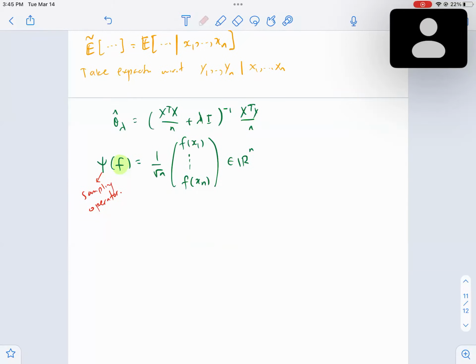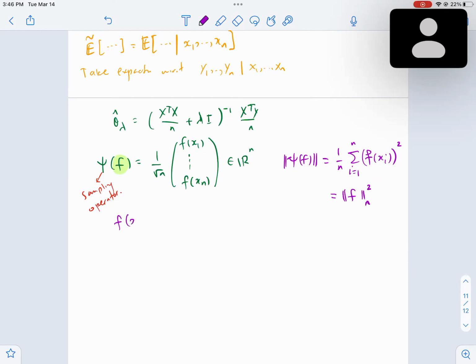And by the way we constructed it, the usual L2 norm of psi of f as a vector would be 1 over n, summation i from 1 to n, f of xi squared, which I call the empirical norm of this function. So the empirical norm of the function is really the L2 norm of the sampling operator applied to f.